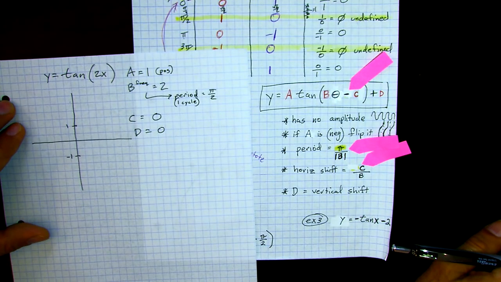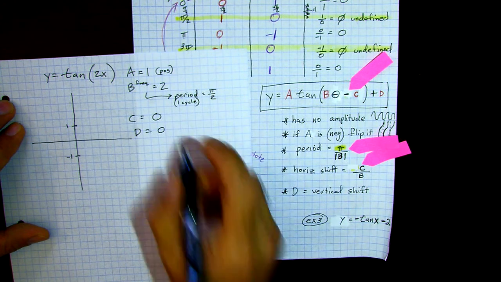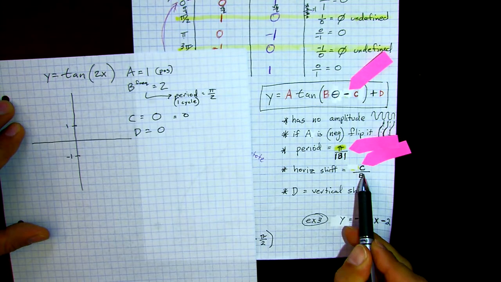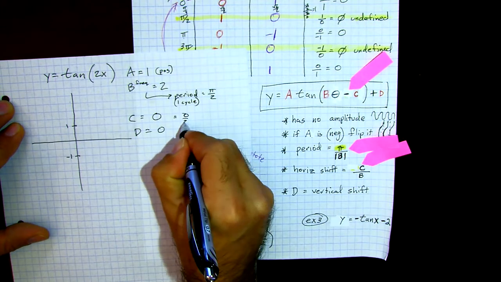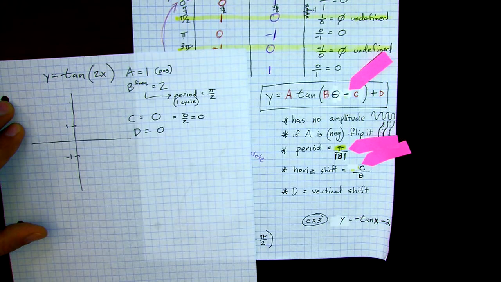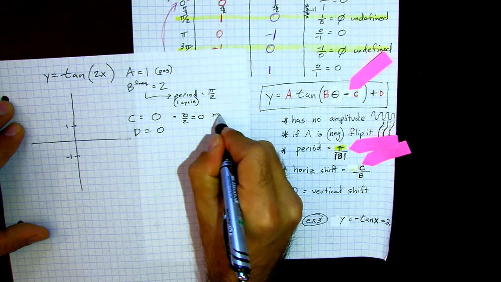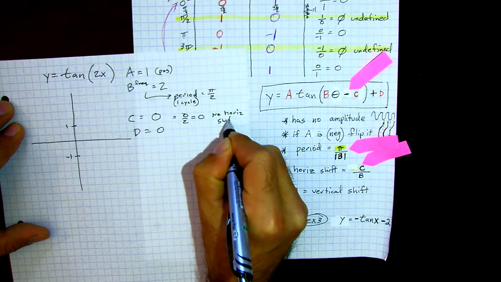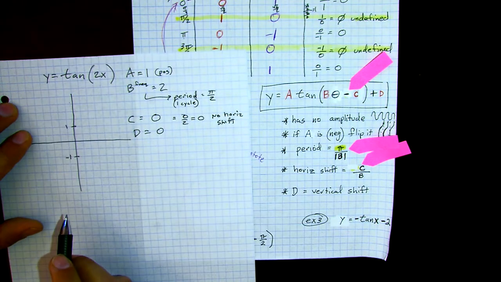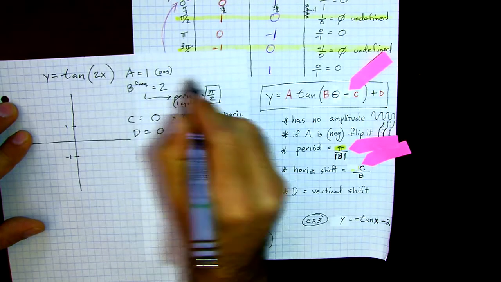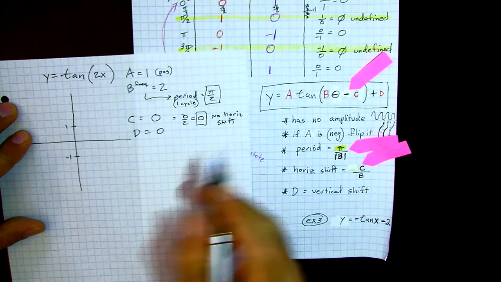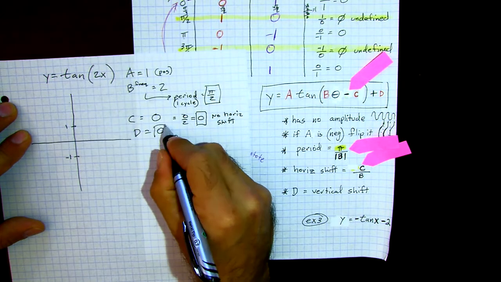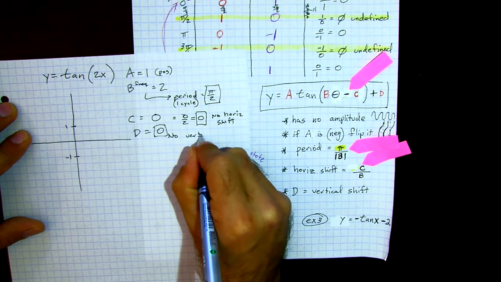All right, let's do horizontal shift. Since C is 0, the horizontal shift is C over B, so 0 over 2. Horizontal shift is 0. So no horizontal shift. Probably good to have all this down. All right, so we have our period and our horizontal shift. Now let's do the vertical shift. Vertical shift is 0, so let's circle that 0: no vertical shift.